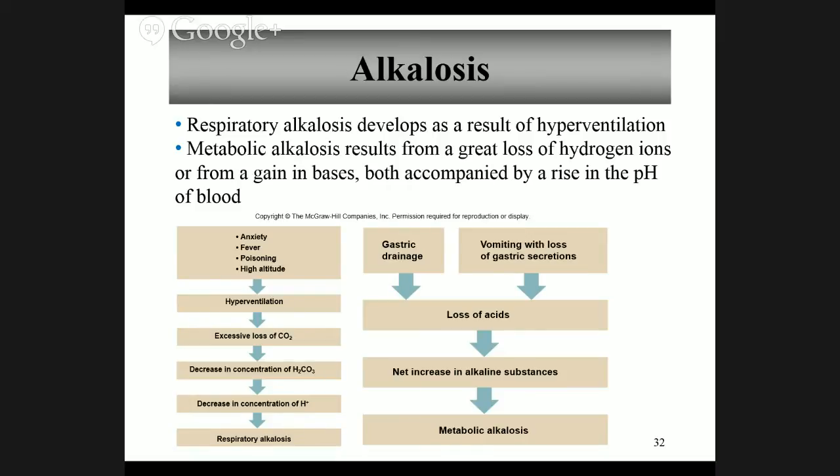There's a decrease in the concentration of bicarbonate and a decrease in the hydrogen ion concentration. So now you have a high pH and respiratory alkalosis. Another way this can happen is either gastric drainage or vomiting with loss of gastric secretions. So you lose acids, so there's a net increase in alkaline substances, which results in metabolic alkalosis.